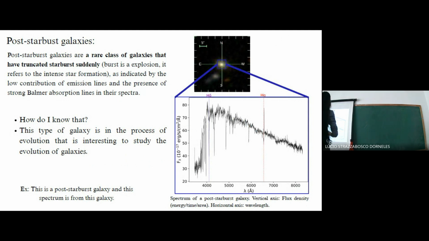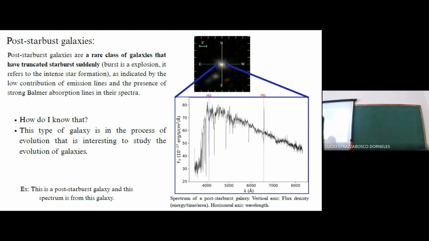A rare class of galaxies that have suddenly truncated starburst. So, a burst is an explosion. It refers to the intensity of star formation. So what we have here is a galaxy that formed stars like crazy, and suddenly it stopped forming stars. And we can see it.